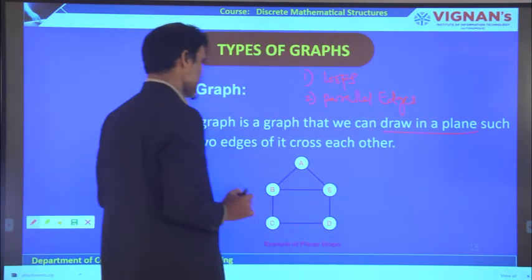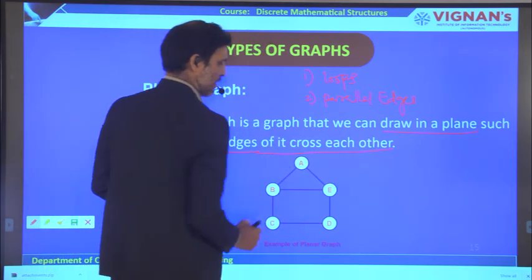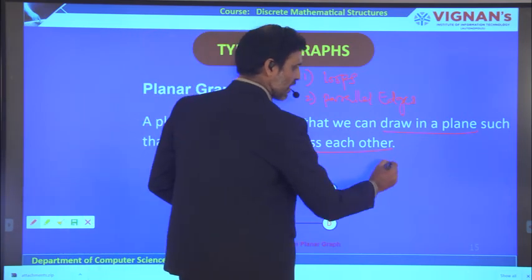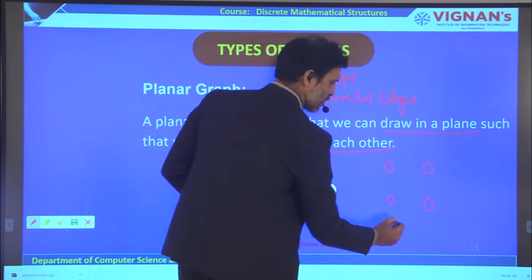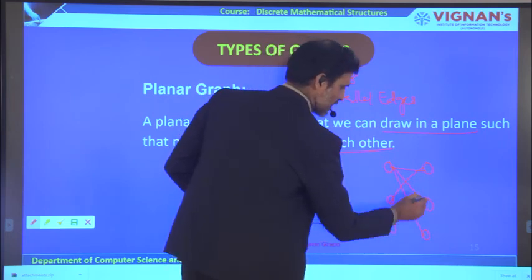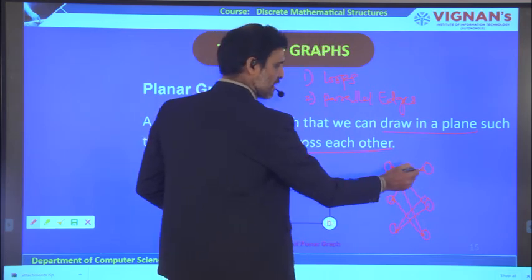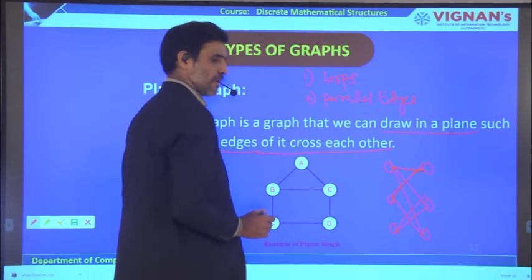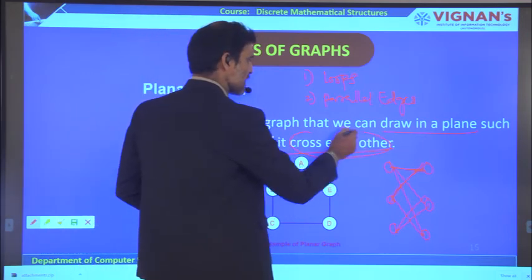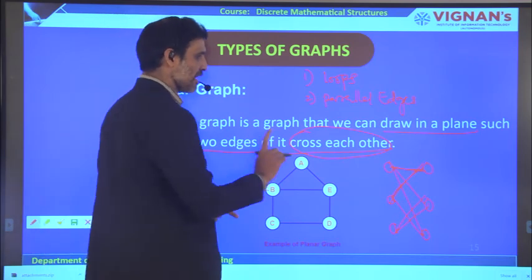such that no two edges of it cross each other. If you observe this particular graph, in the previous case we took a complete bipartite graph like this, and if you observe, this edge is crossing with this edge here. The definition is that no two edges should cross each other. This is the basic condition for a planar graph. If they are crossing like that, then it is not a planar graph.